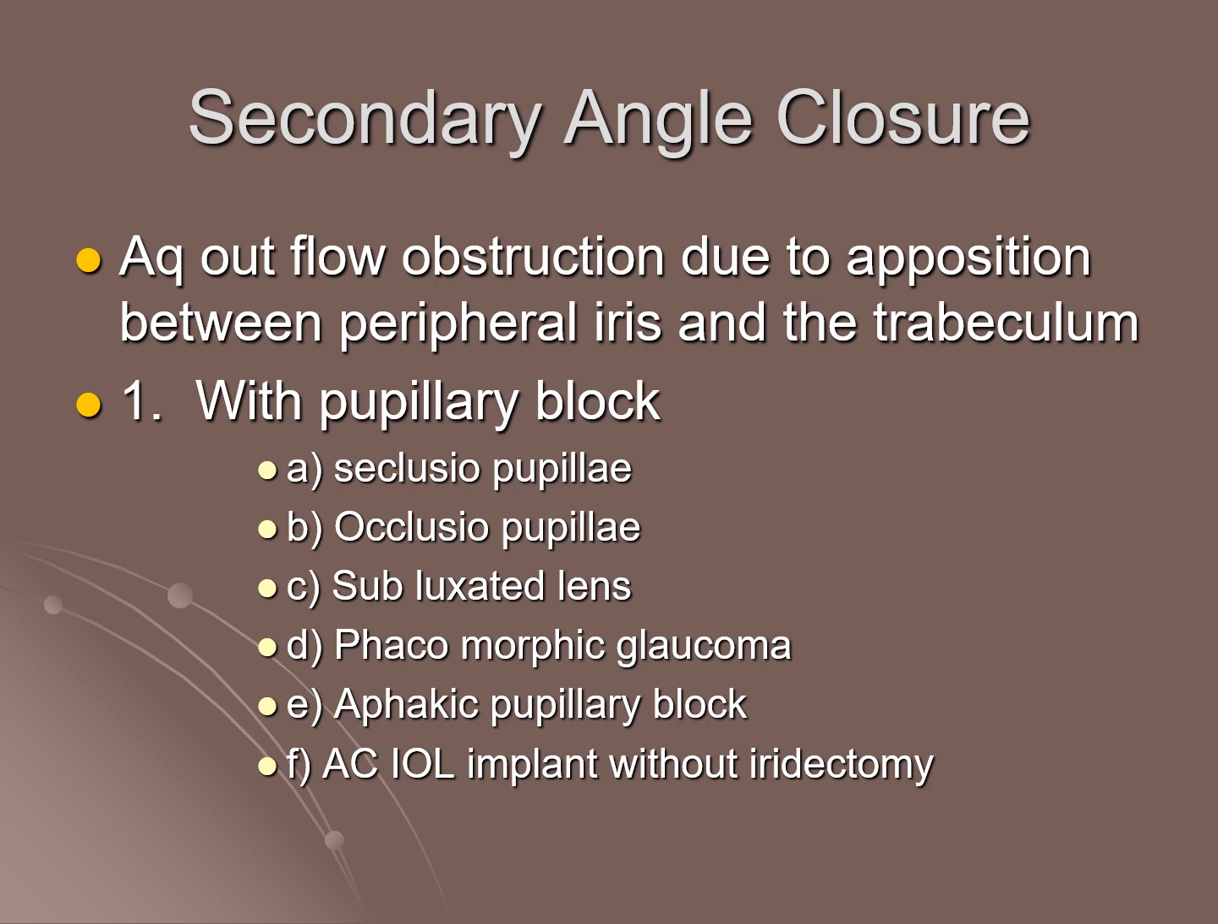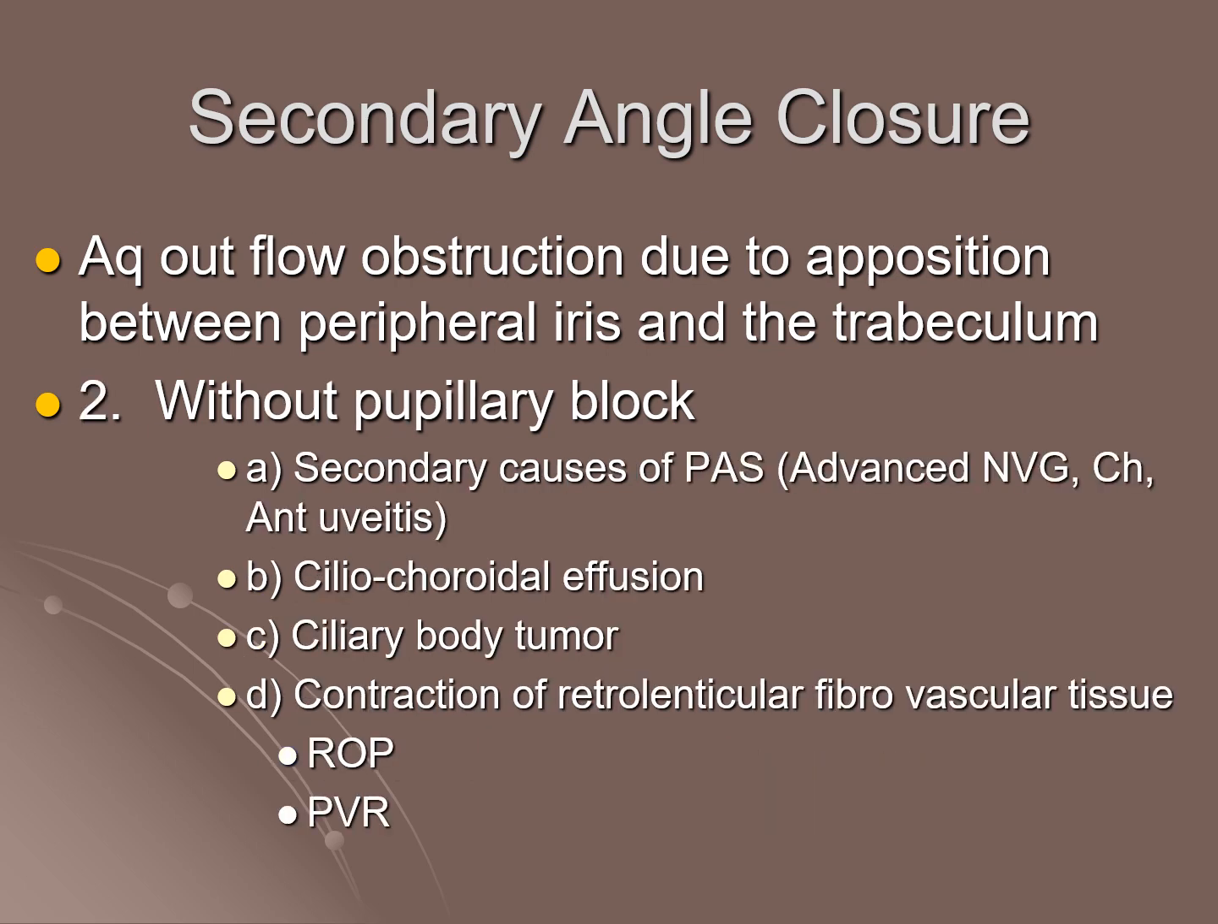Or the anterior chamber intraocular lens implant without iridectomy. So that is with pupillary block. Without pupillary block, secondary angle closure glaucomas are where the causes are peripheral anterior synechiae, usually in advanced neovascular glaucoma, chronic anterior uveitis, or ciliochoroidal effusion, ciliary body tumors, contraction of retrolenticular fibrovascular tissue due to retinopathy of prematurity or proliferative vitreoretinopathy.